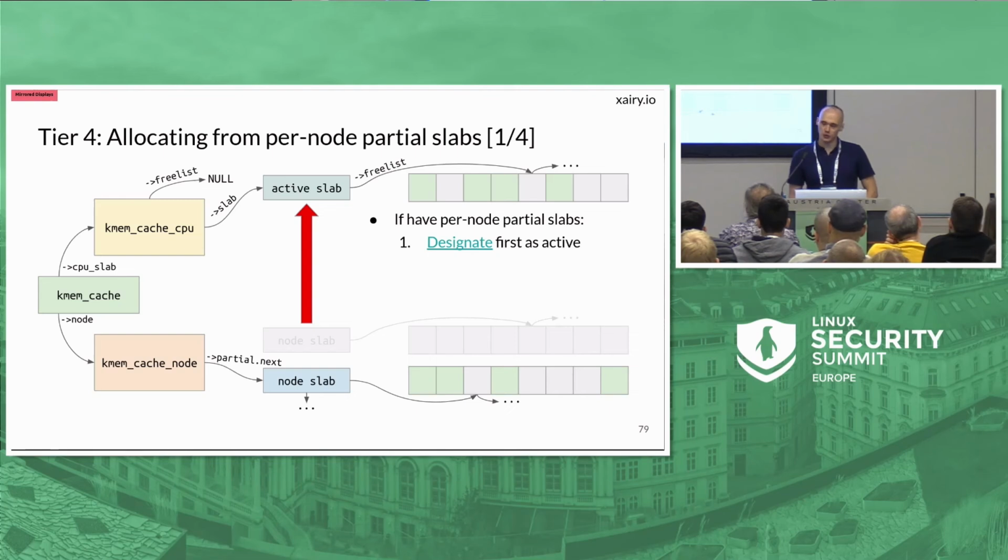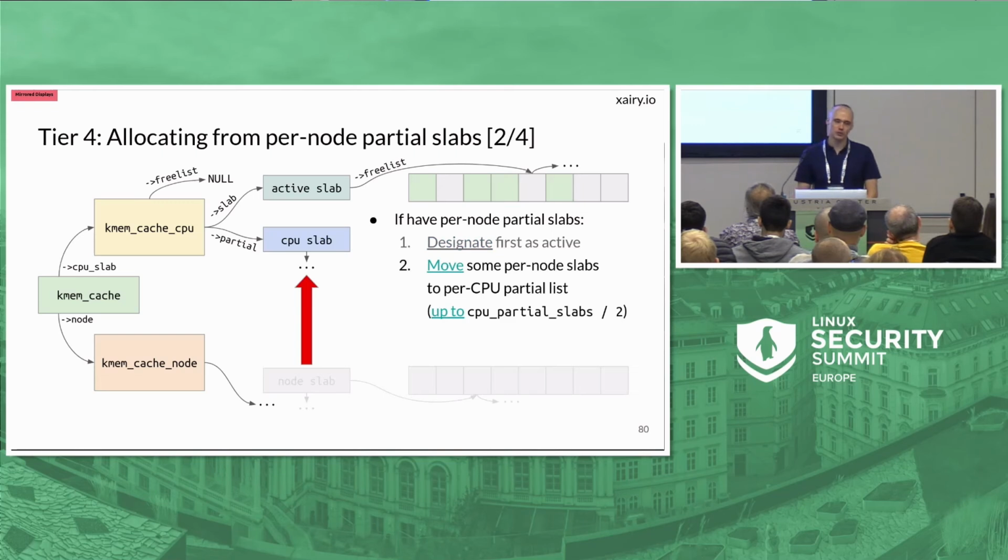So first of all, we also take the first slab on the per node list and assign it as active. But in addition, the SLUB allocator is going to move some of the per node slabs to the per CPU list. The idea here is that since we ran out of all the allocations within the per CPU slabs, most likely this particular CPU is trying to allocate a lot of objects. So it just makes sense to put some slabs onto this per CPU list so that the CPU can allocate more of them in the foreseeable future.